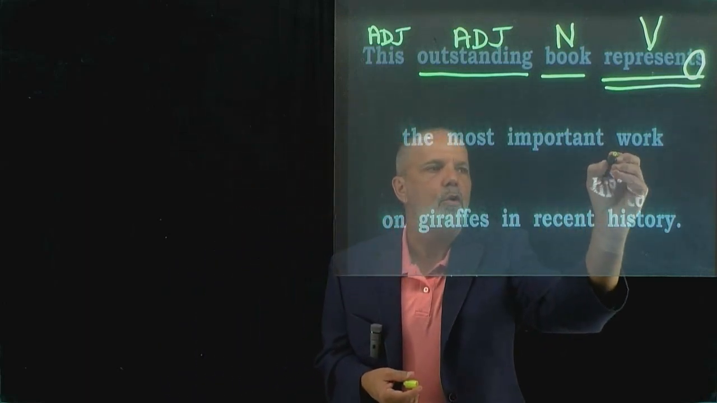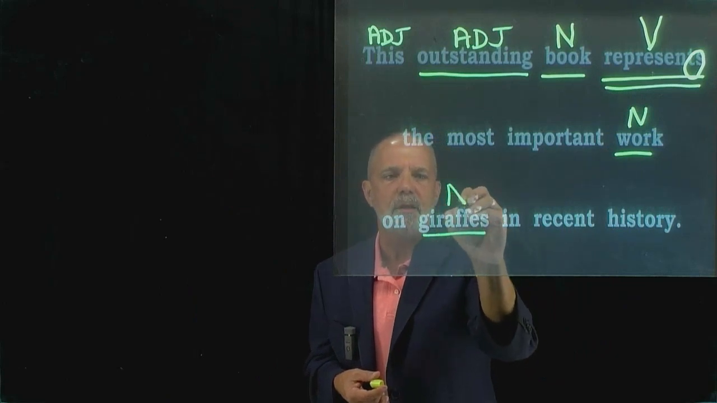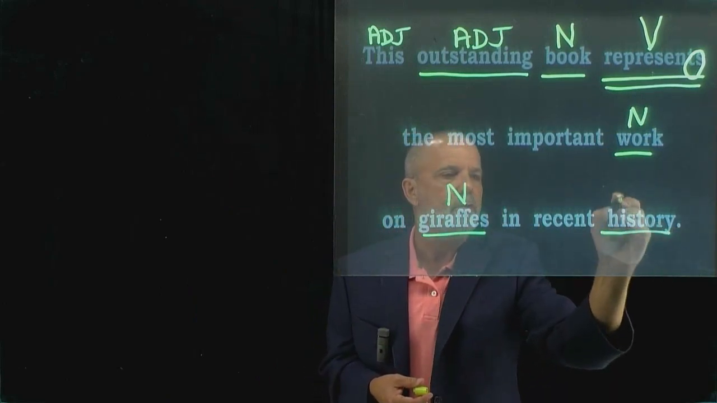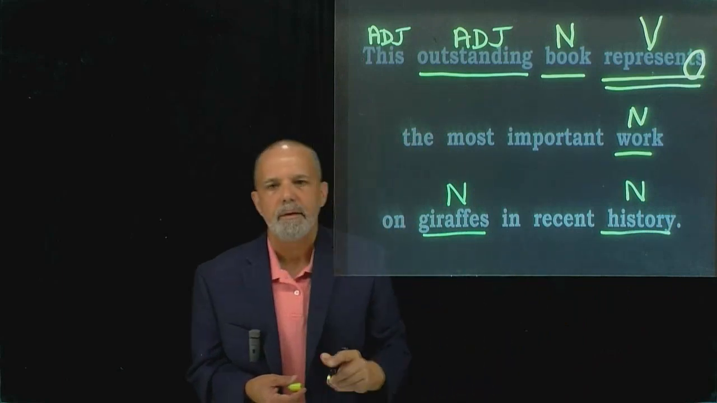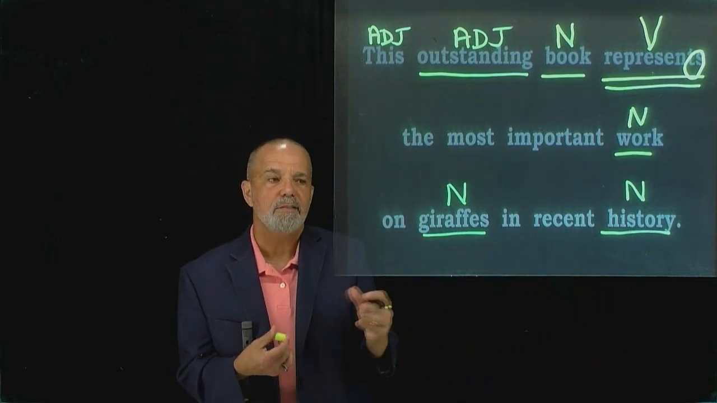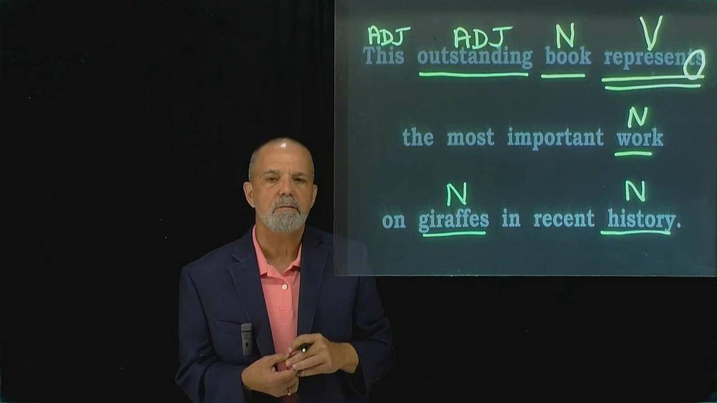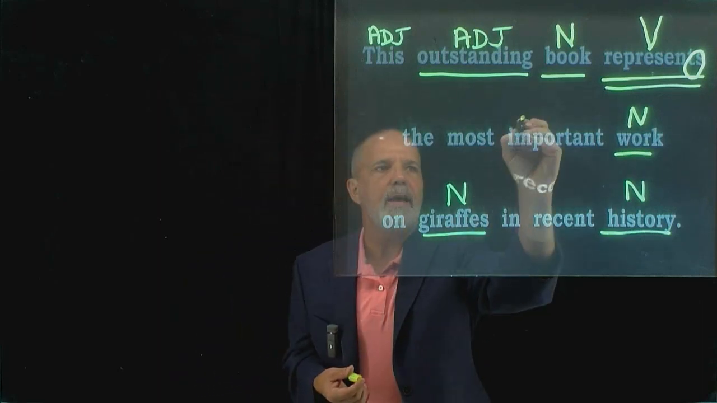Well, we have the word work, that's going to be a noun. And we have the word giraffes, that's going to be a noun. And we have the word history, that's going to be a noun. And within these 3 chunks, since we have a noun and we have some words in front of the nouns, well, what kind of words usually go in front of a noun? Well, we have the word important, that describes, that's going to be an adjective.